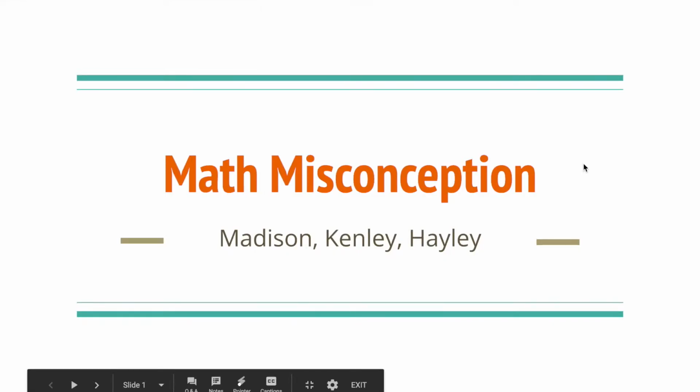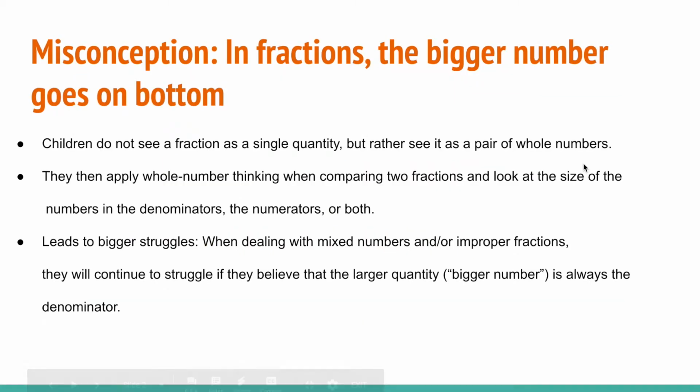This project is by Madison, Kenley, and Haley, and our misconception was that in fractions, the bigger number goes on the bottom. This is a misconception because children do not always see fractions as a single quantity, but rather a pair of whole numbers on top of each other. So this leads to them thinking of fractions as ratios rather than parts of a whole.